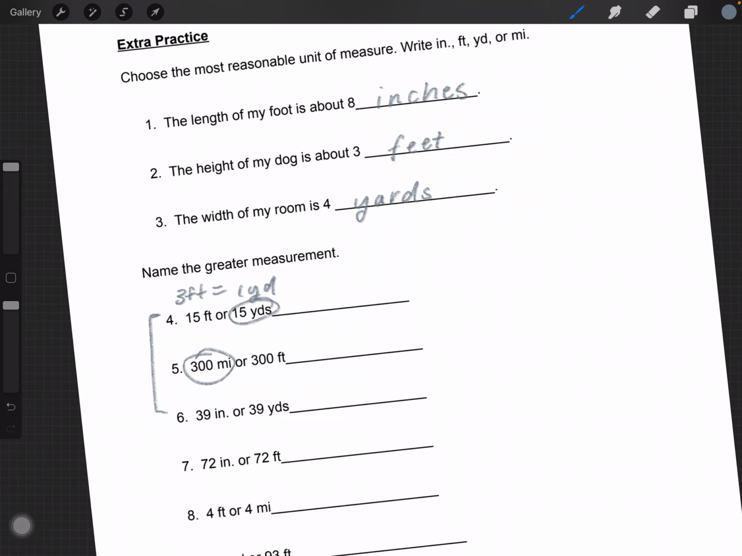And number 6 says 39 inches or 39 yards. Now, 1 yard is 36 inches. So this 39 inches here is barely 1 yard. This is 39 yards, so this is bigger.